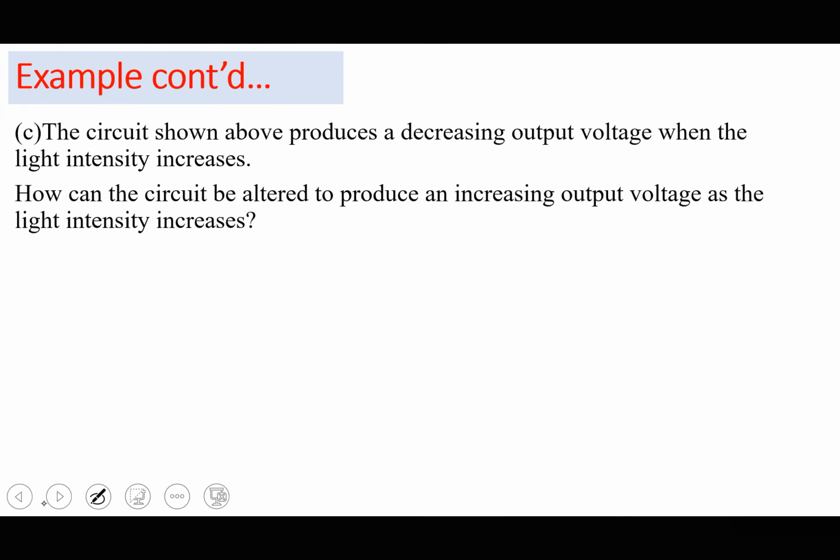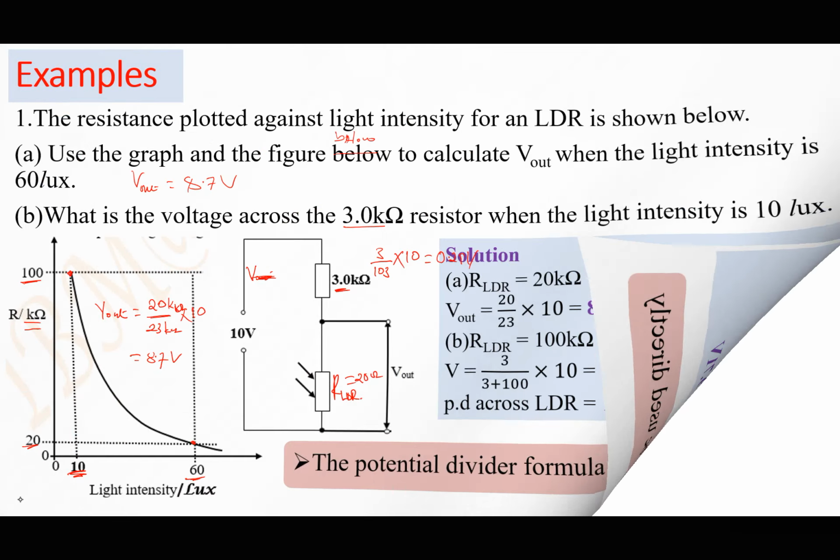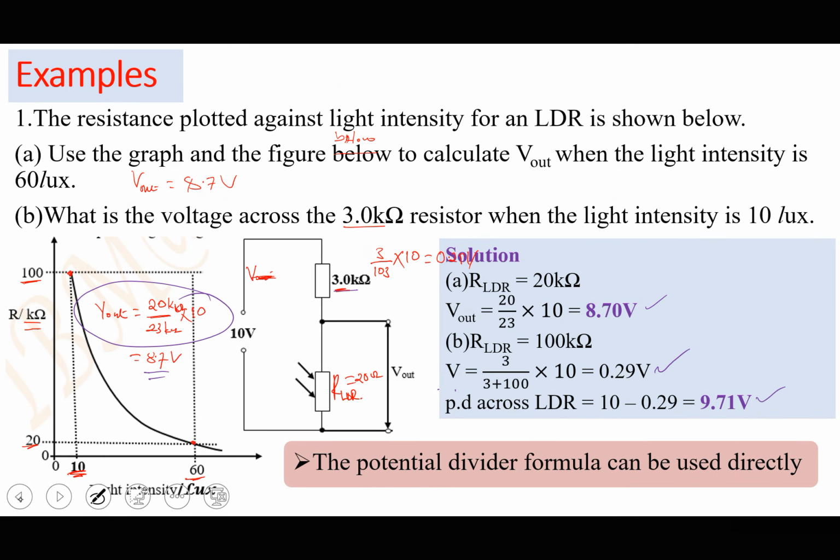The circuit shown above produces a decreasing output voltage when the light intensity increases. So the circuit we have above, the circuit we have seen from the previous slide, is producing a decreasing output when the light intensity increases. Note that V out is connected across the LDR. And here they are telling us that when the light intensity increases, the PD across V out is decreasing. How can this circuit be altered to produce an increasing output as light intensity still increases?